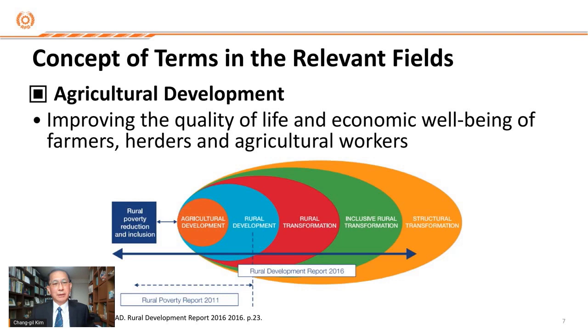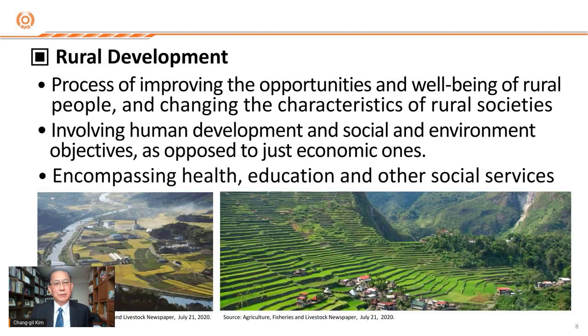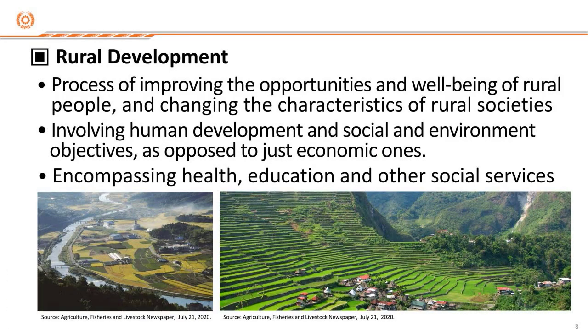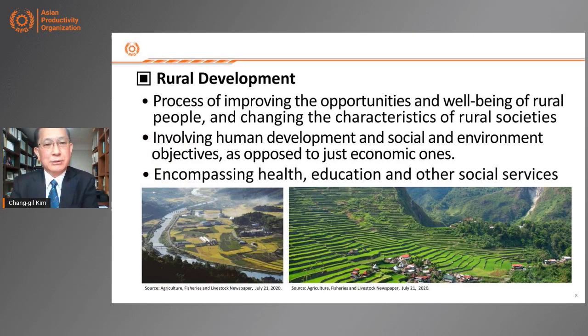farmers, herders, and agricultural workers. This is the basic concept in agricultural development. Next is rural development. How to define rural development? It is a process of improving the opportunity and well-being of rural people and changing the characteristics of rural society. It involves human development and social and environmental objectives, as opposed to just economic ones. Also, rural development encompasses health, education, and other social services.